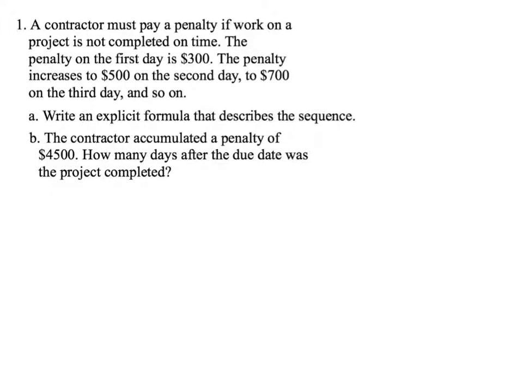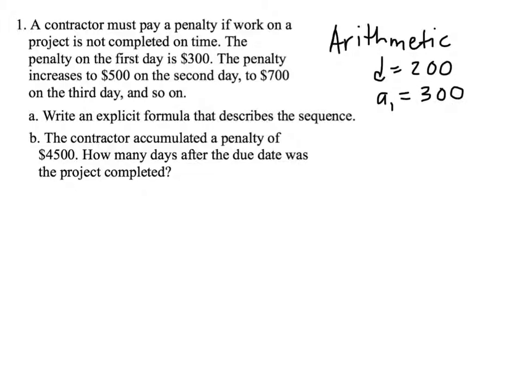Okay, so we're going to start with this first one. A contractor must pay a penalty if work on a project is not completed on time. The penalty on the first day is $300. The penalty increases up to $500 on the second day, $700 on the third day, and so on. So the first thing we should be recognizing here is which type of sequence we're dealing with. And this is indeed arithmetic. And the common difference here is 200. And the first value, or the first term, is 300.